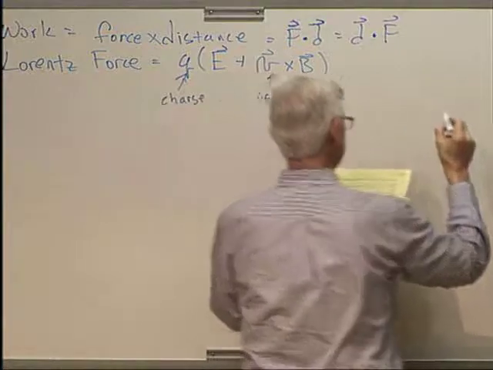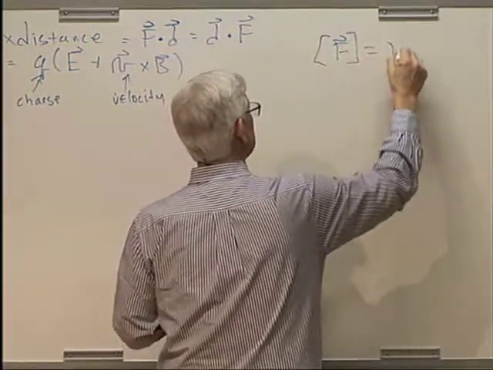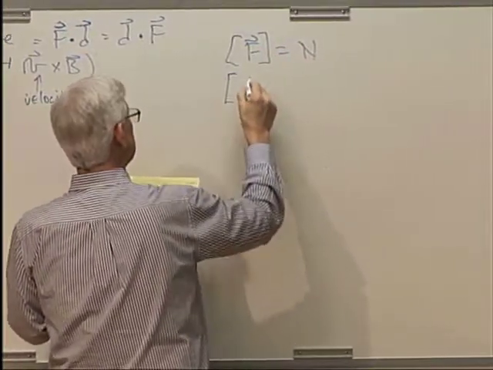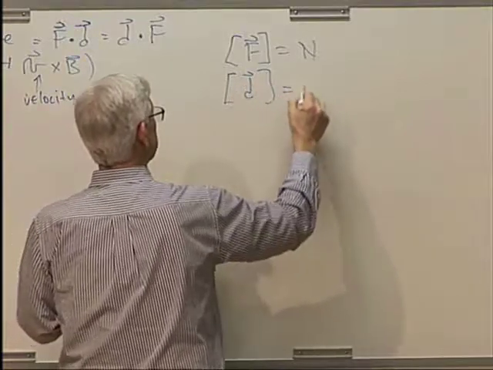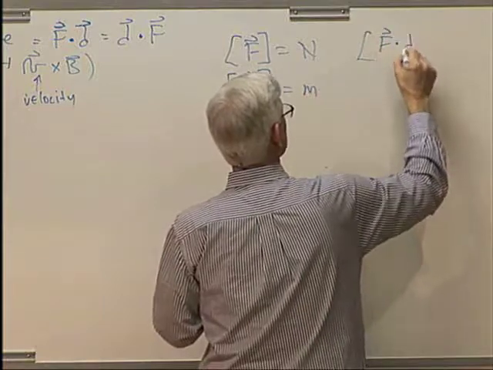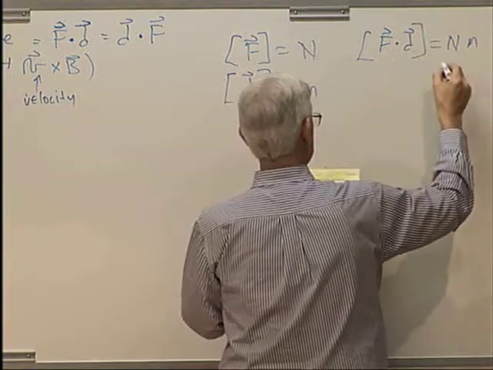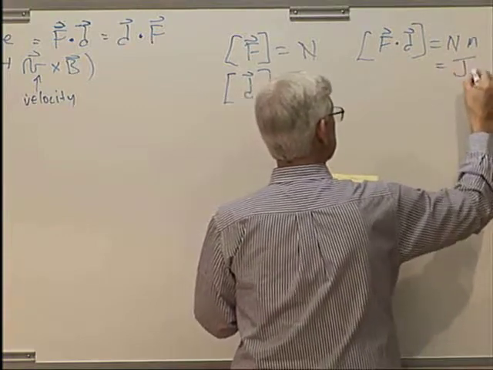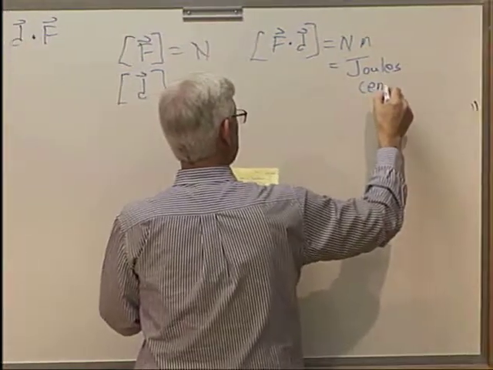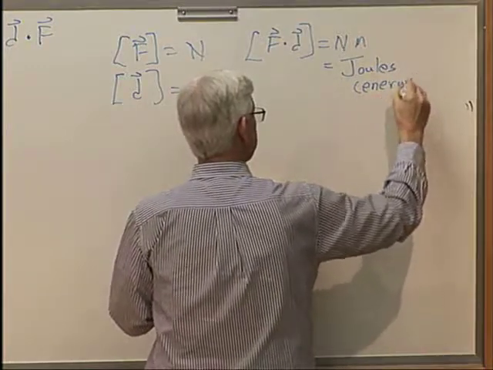Okay, back to here for a second. Units of force in SI units are newtons. Units of displacement are meters. So the units of work are newton meters, and that's equal to the number of joules, as a measure of energy.